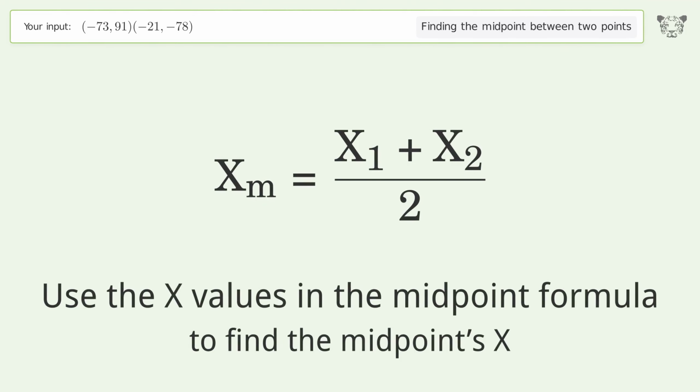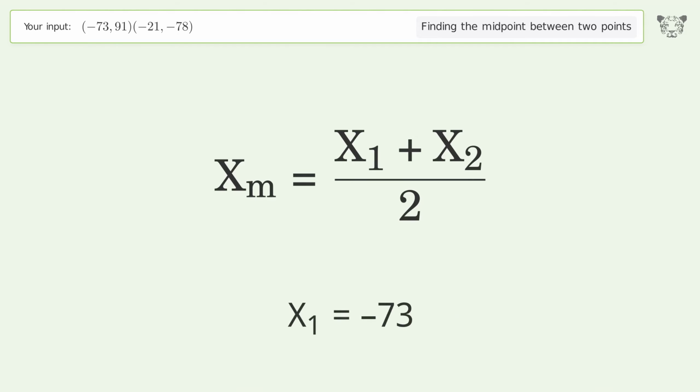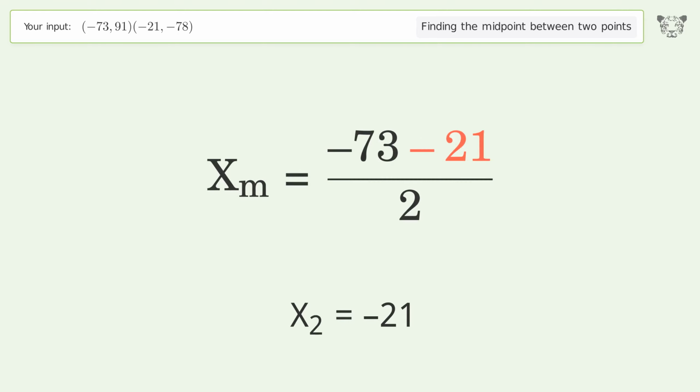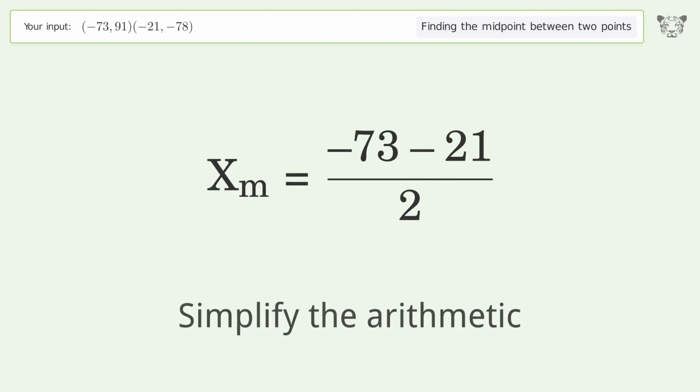Use the x values in the midpoint formula to find the midpoint's x. x1 equals negative 73. x2 equals negative 21. Simplify the arithmetic.